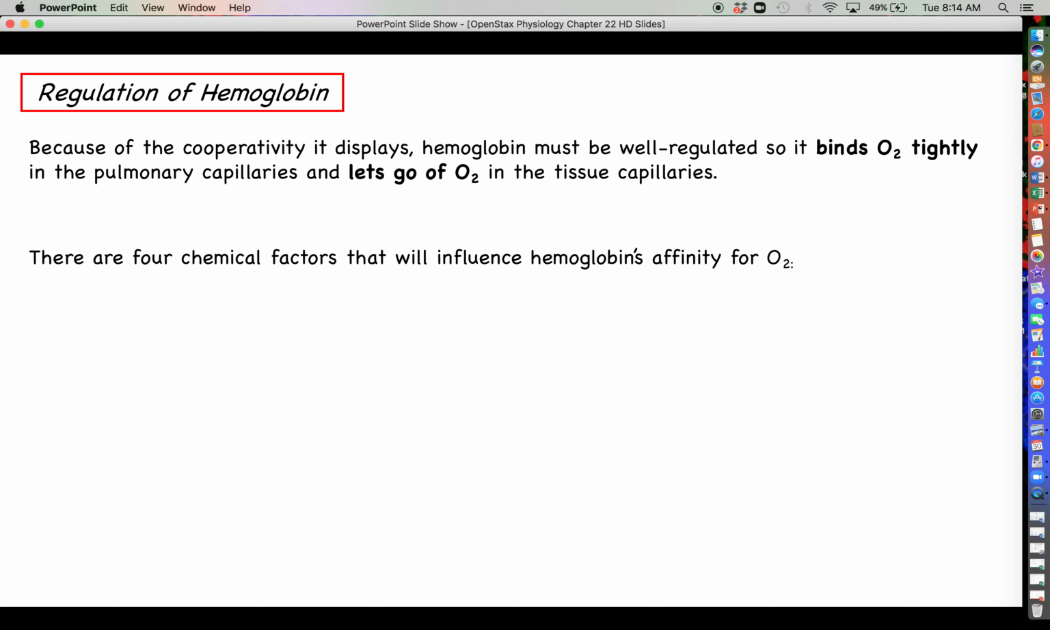It turns out there are 4 different chemical factors that are always going to be influencing hemoglobin's affinity for oxygen at any given time. And these 4 things are always working in our favor to make sure things work out the way that they are supposed to.